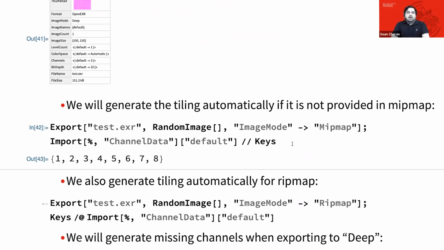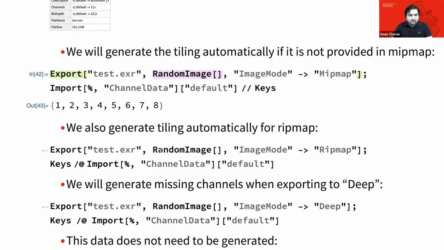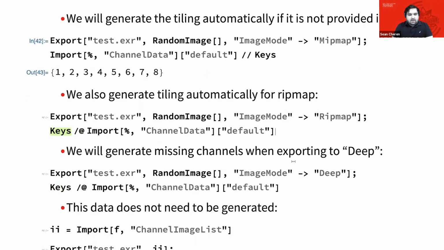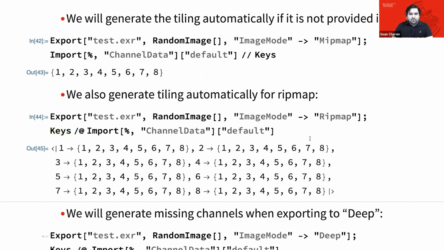Export is smart. Even if you're asking for a MIPMAP, it knows that if you give it one image, it needs to generate the MIPMAP for you and pack that data into the file. So even though we provided just one random image, this file here is already abstracted for you. And the same is true for RipMap.